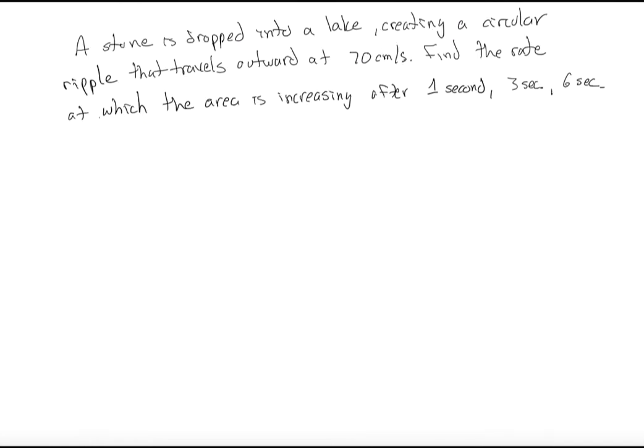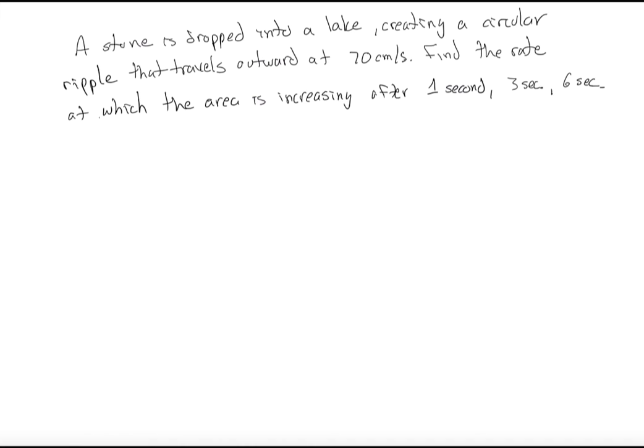Let's take a look at another example. Again, I paused the video real quick so you didn't have to watch me write this out. In this example, a stone is dropped into a lake, creating a circular ripple that travels outward at 70 meters per second. Find the rate at which the area is increasing after 1 second, 3 seconds, and 6 seconds.